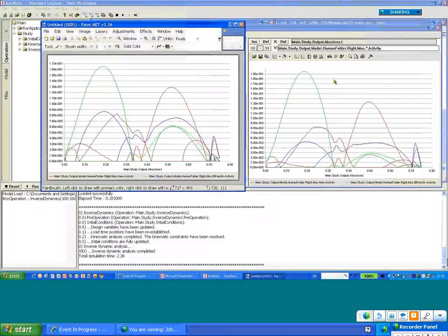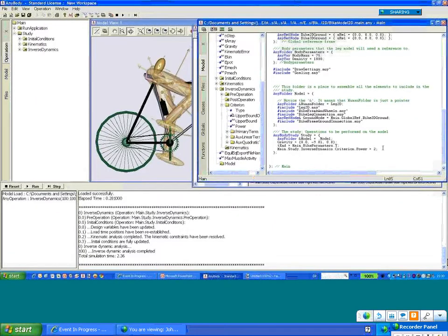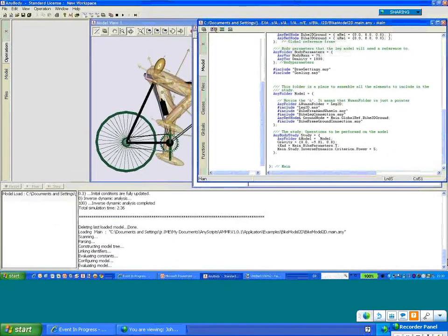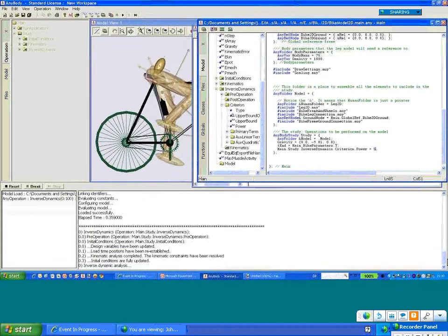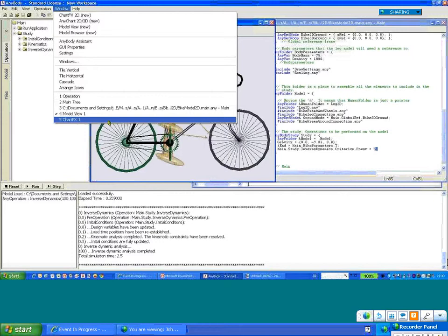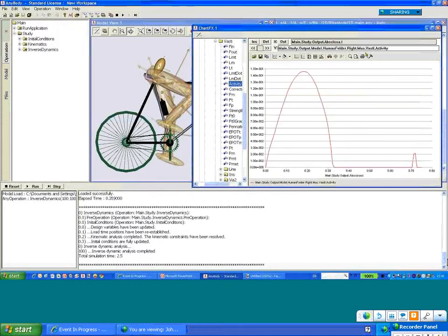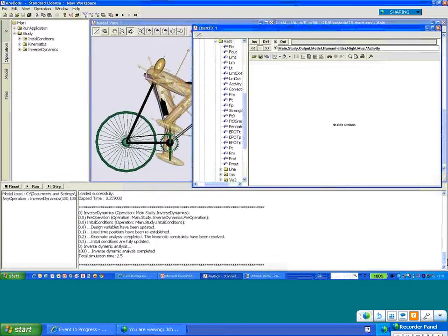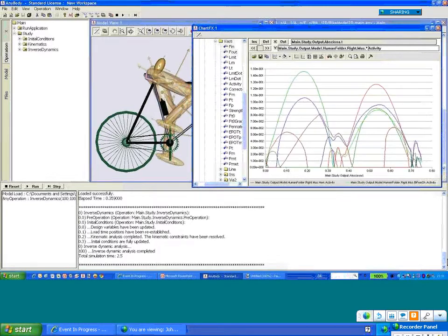I can also set the power to 5 or another value, but let's just try 5. And I load the model again. And I run the model again. And I go back to my chart of X. And I plot my activity again, like this, and I bring up the old third order polynomial as the reference again.